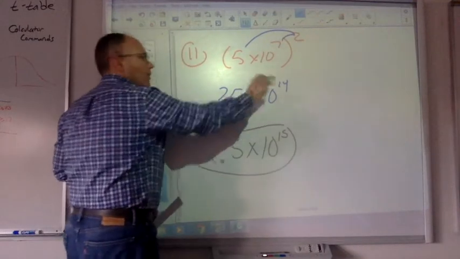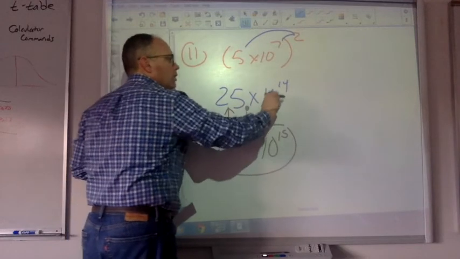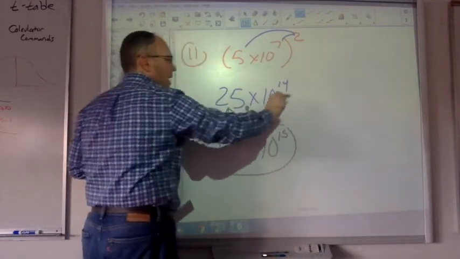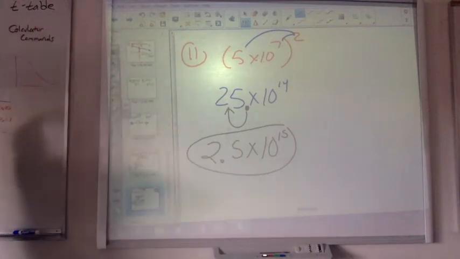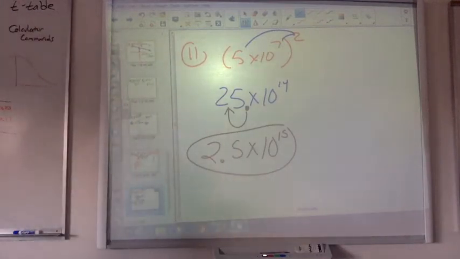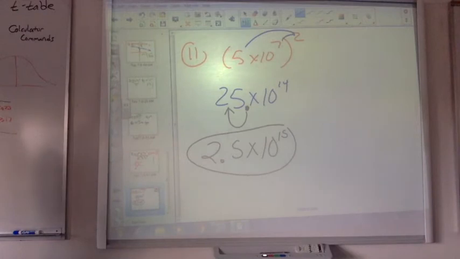Think about it. This 10 to the 14th means I'm going to go this way 14. If I came all the way back and came back in one more, I had moved 15 spots. Why is it, for that exponent that is raised to 7, why isn't it 49 instead of 14? Power to power, you multiply the exponent.